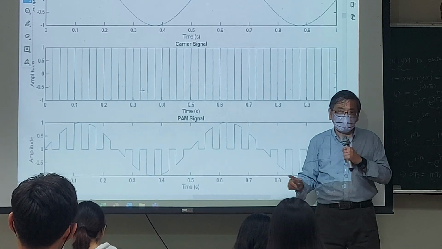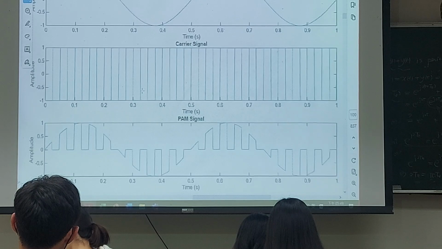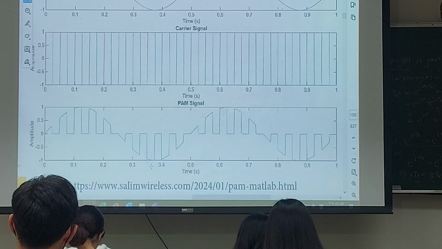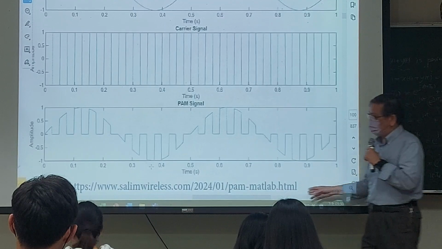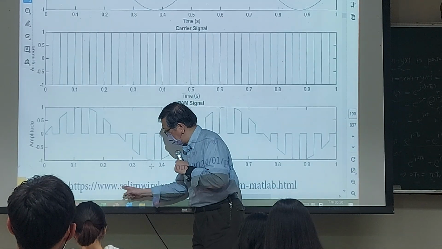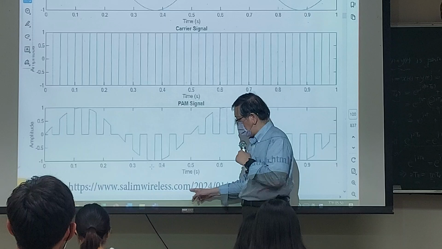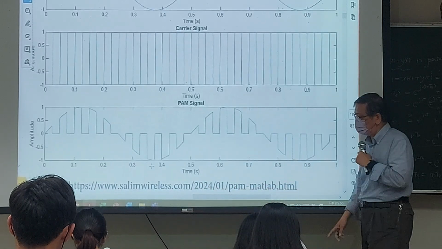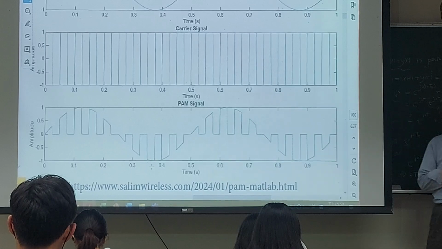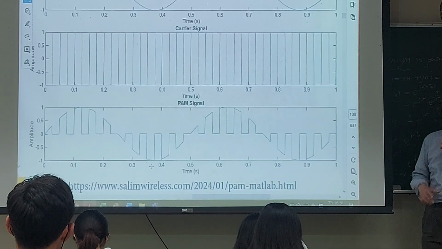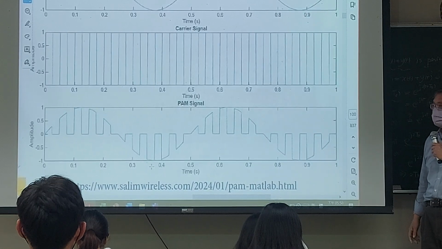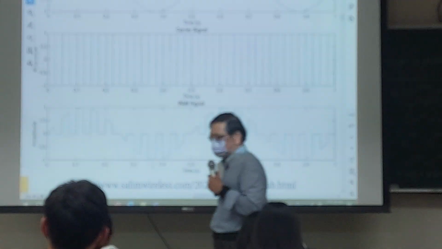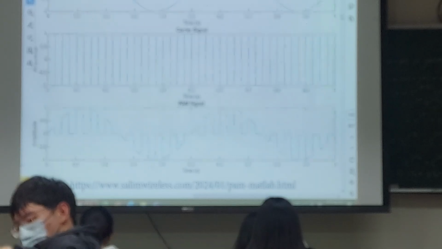Okay? Try to run the code. It's very easy. You just go to the website one more time: www.salientwireless.com/2024/01/10-method.html. Did you find it? Did you find it, everyone?